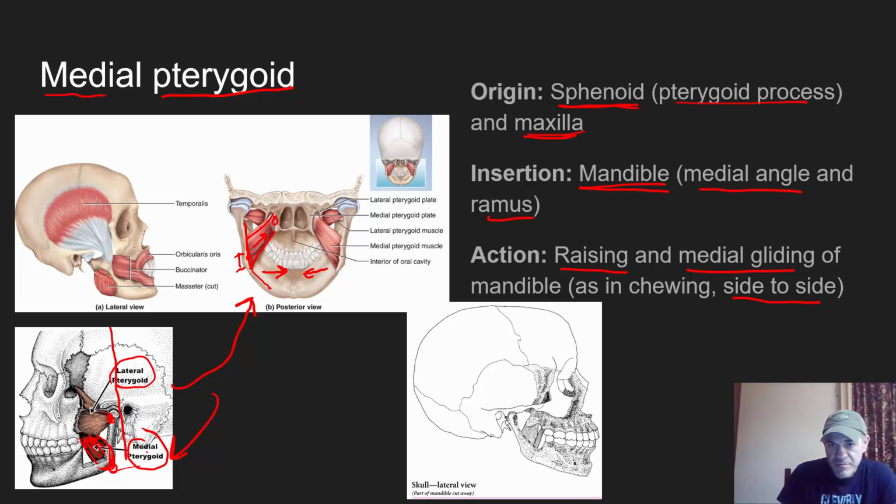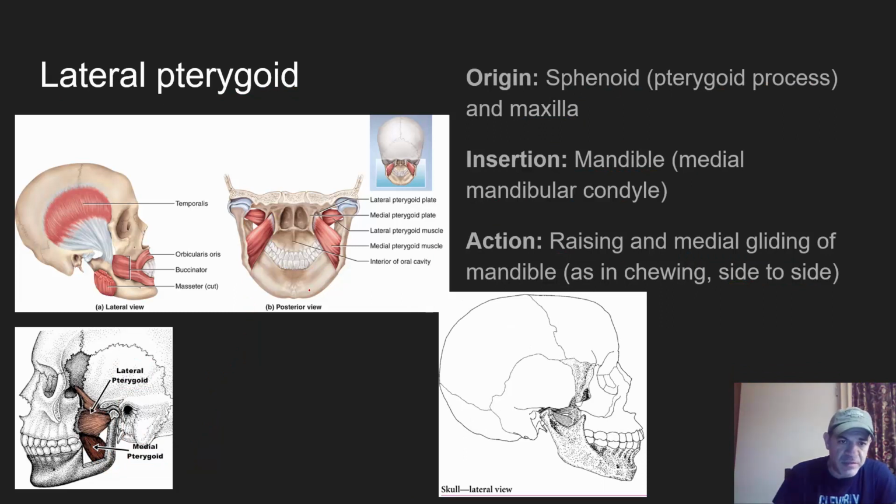So again, the action is going to be to help raise the mandible, but also help move the mandible side to side when you're chewing so you can grind your food. Looking at the lateral pterygoid, you can ignore the image here on the far left, upper left. Looking down at the bottom left image again, you can see some of the part of the muscle, and it actually attaches at several points here.